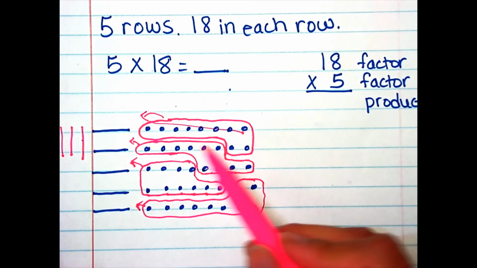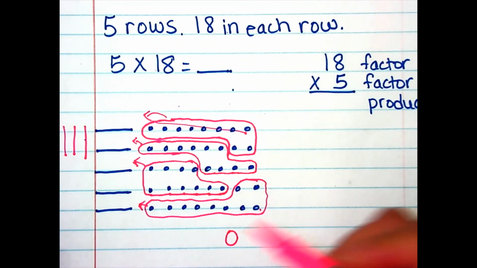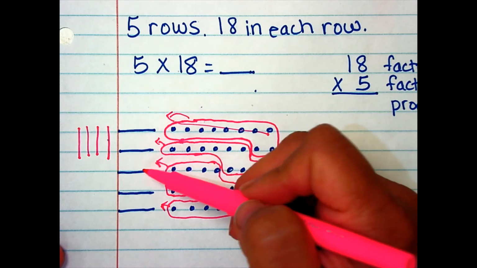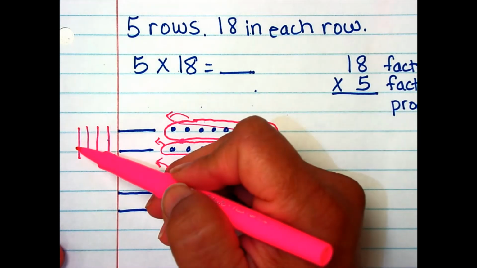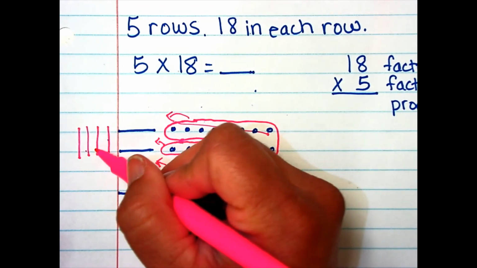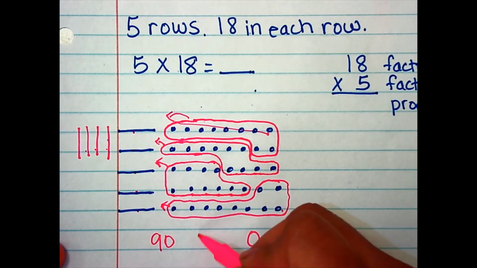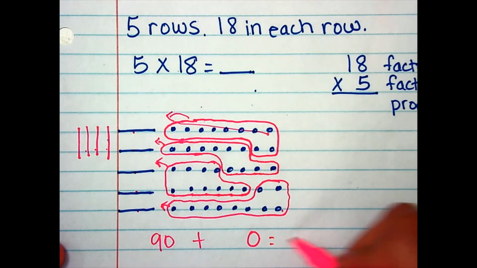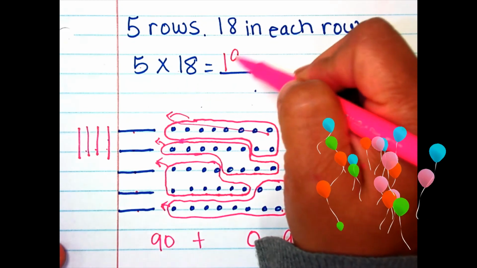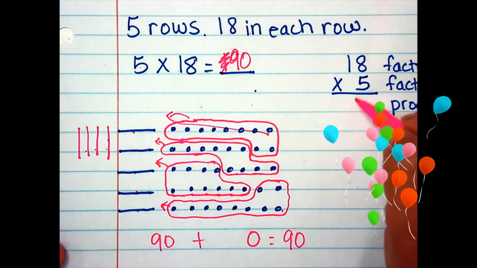So now I don't have any ones left over here, so I'm going to put 0 ones. How many 10s do I have? Let me see if I have enough to regroup. 1, 2, 3, 4, 5, 6, 7, 8, 9. I do not have enough to regroup, so I can count these by 10s. 10, 20, 30, 40, 50, 60, 70, 80, 90. So 90 plus 0 equals 90. So 5 times 18 equals 90. 18 times 5 equals 90.